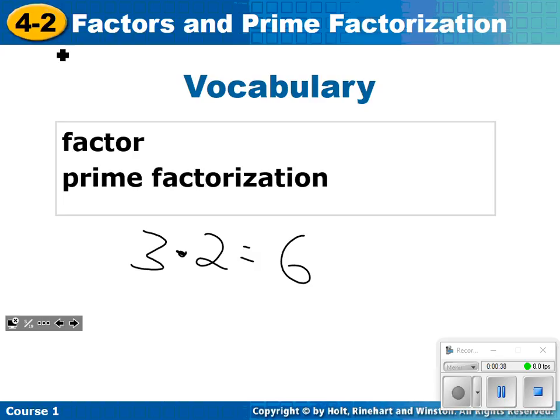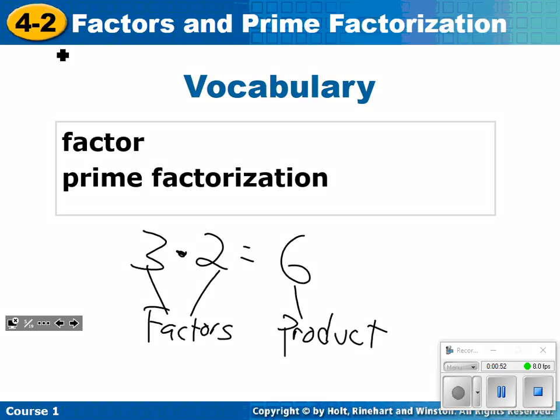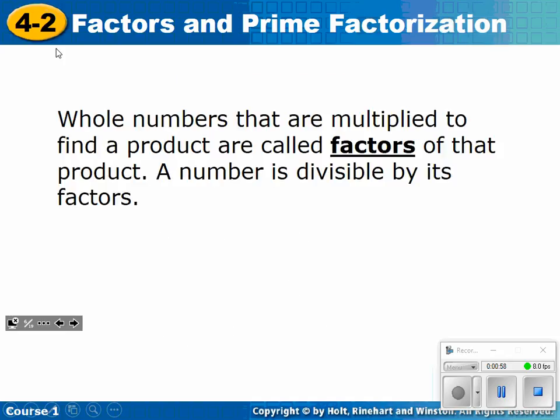The 3 and the 2 are factors. In a multiplication problem, the two numbers you multiply together are factors. So these are factors, and this is a product. Okay? So we're going to talk about factors today and a little bit of prime factorization as well.